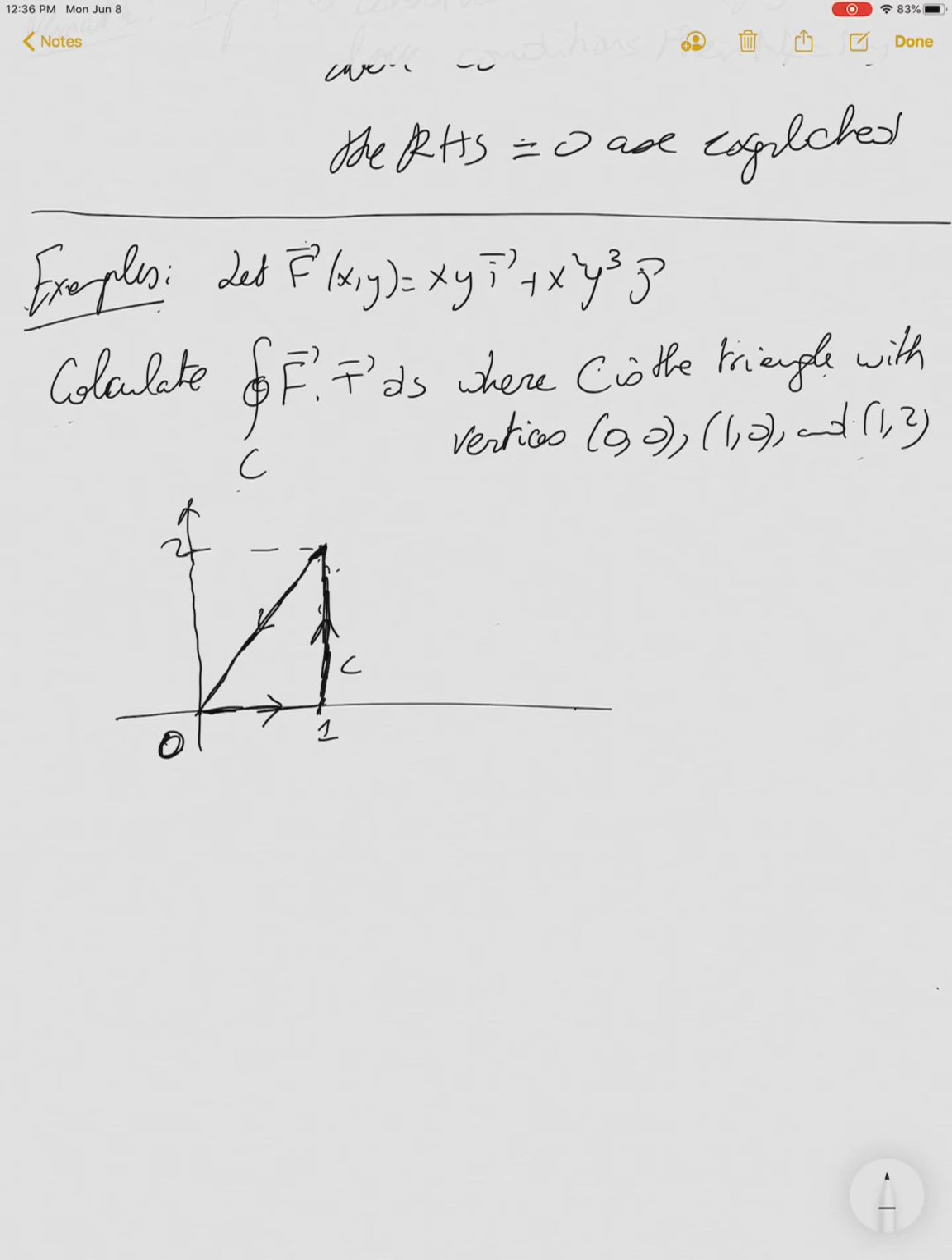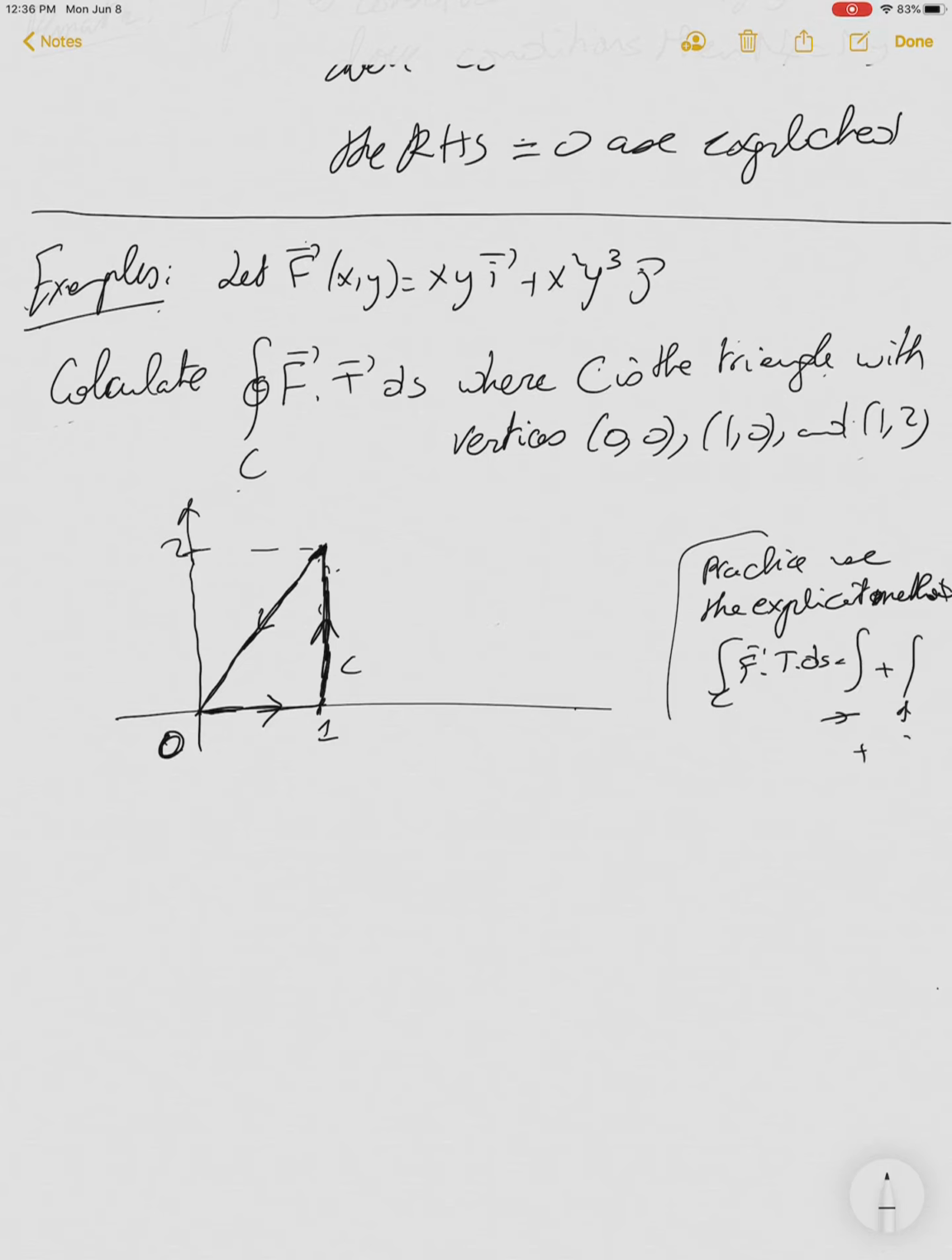You know the method from section 15.2, which is directly, which you are welcome to do, and please do it so that it's practice. Use the explicit method so that you're used to it, which will tell you the integral over C of f dot T ds is equal to the integral over this side plus the integral over this side plus the integral over this side.